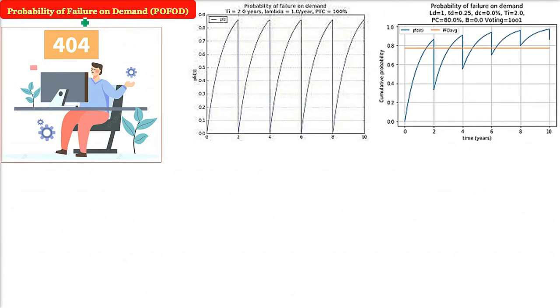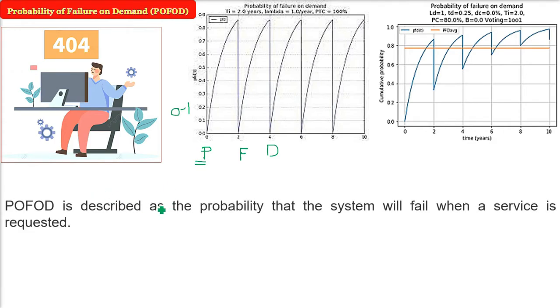POFOD, probability of failure on demand. Since it is a probability, the value will be between 0 and 1. It is the probability that whenever we demand or expect a certain function from the software, it fails to provide it. So the probability of failure when we are demanding is POFOD.